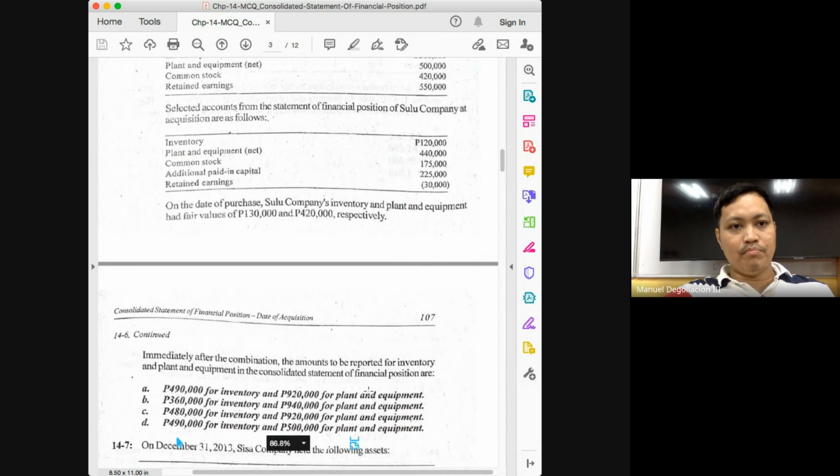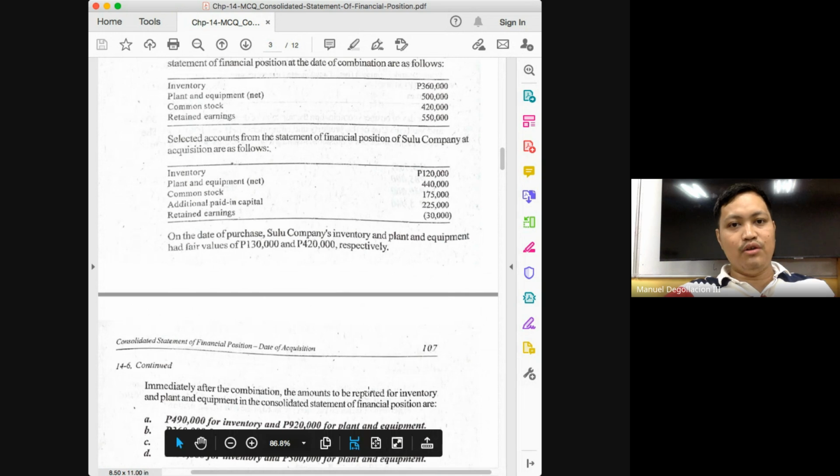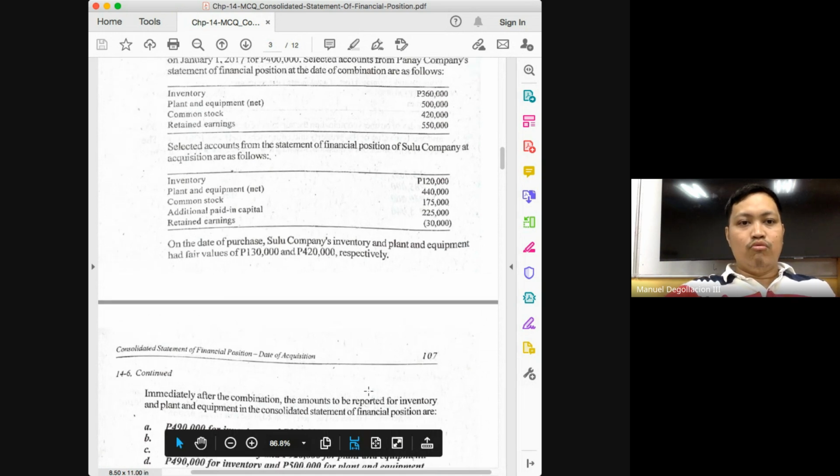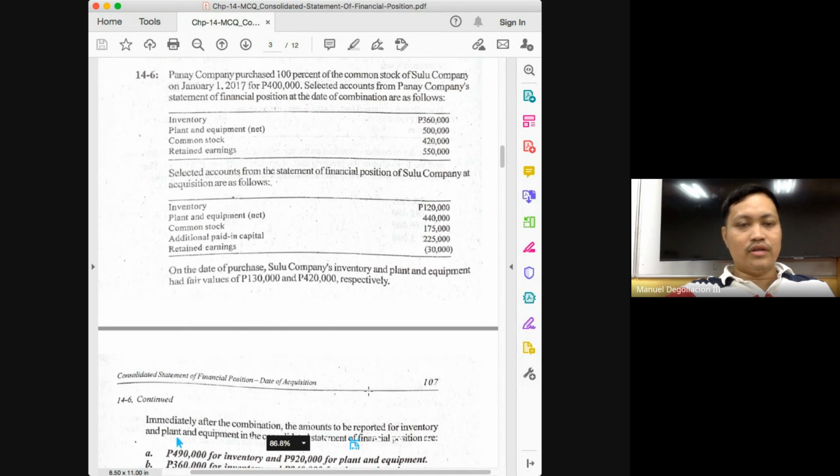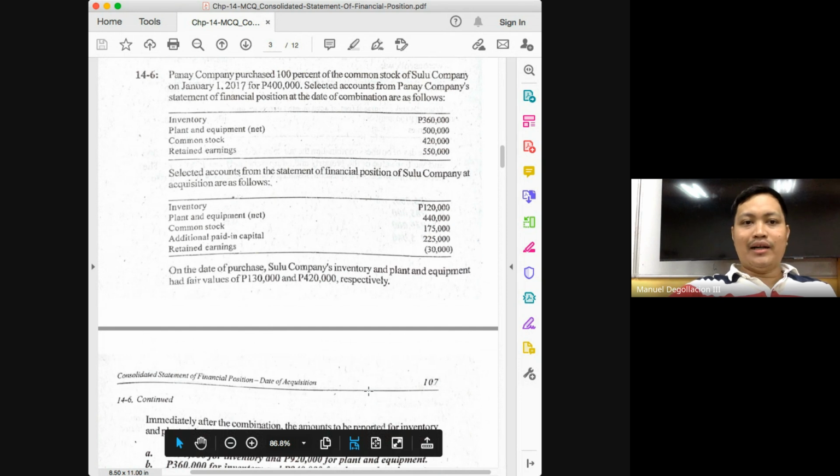Next, for your plant and equipment, at book value from the acquirer would be your 500,000. And then from the acquiree, not the 440 book value, but the fair value of 420. So you will have 500 plus 420, you would get 920,000.